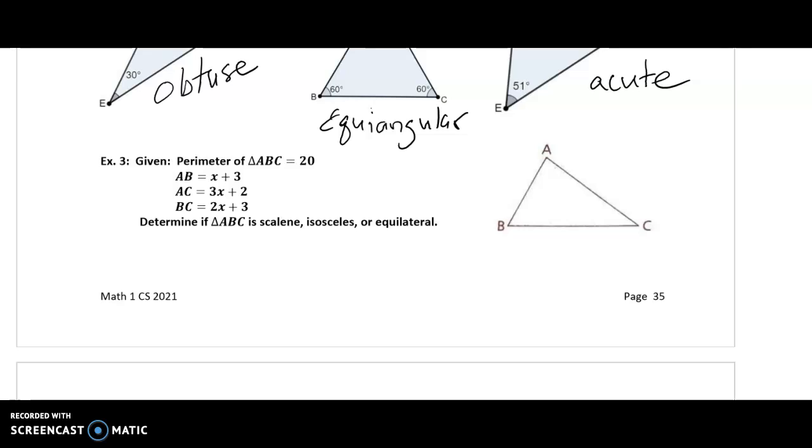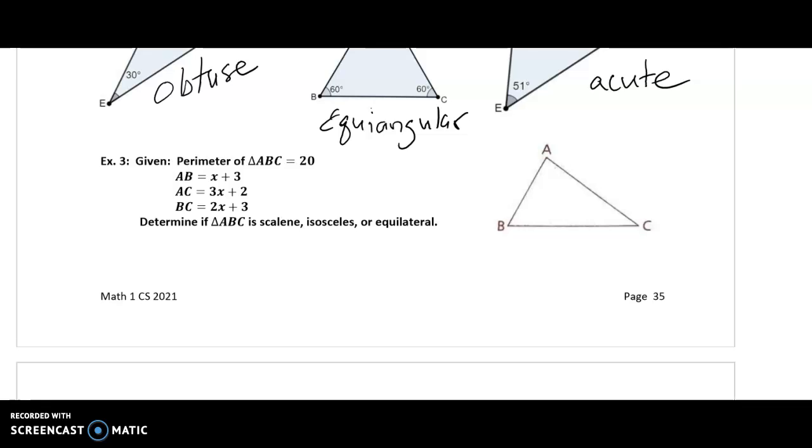All right, so for this next example, we're given the perimeter of that triangle is 20, and we're given expressions for the lengths of the segments, which are the sides. So determine if the triangle ABC is scalene, isosceles, or equilateral.